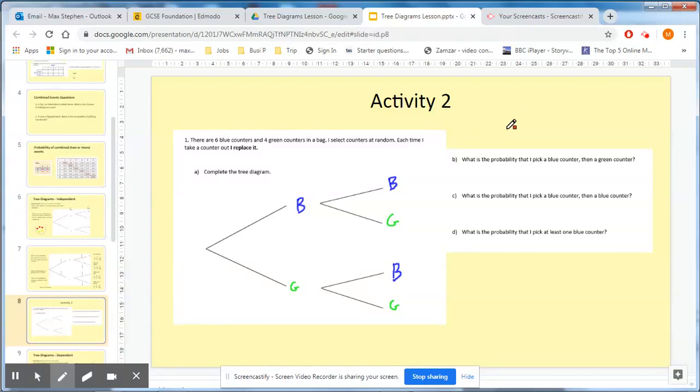Okay, so I've got an activity on Edmodo, which is task 2 for this, which is having a go at one of these types of tree diagrams. So I'd like to pause now and try that, and then resume when you want to see the solutions.